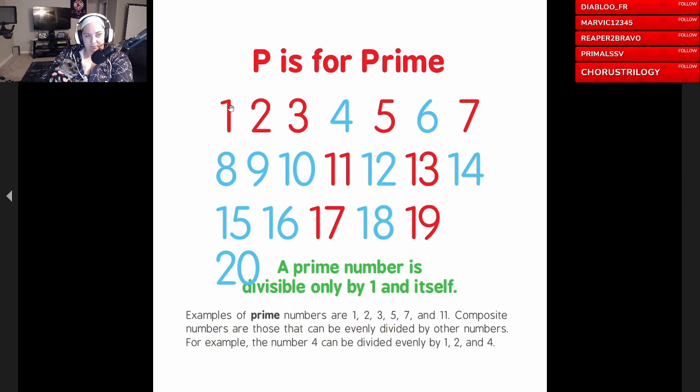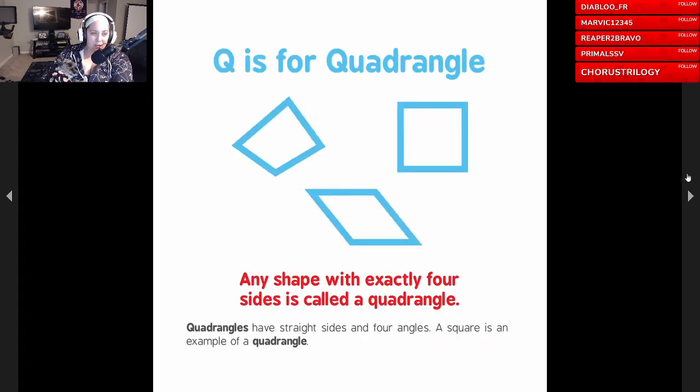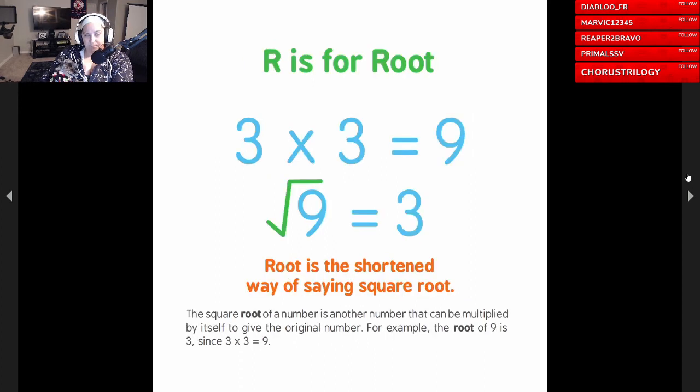Again, just 1 is not a prime number. Q is for quadrangle. Any shape with exactly 4 sides is called a quadrangle. Quadrangles have straight sides and 4 angles. A square is an example of a quadrangle. Also, a rectangle is an example of a quadrangle.